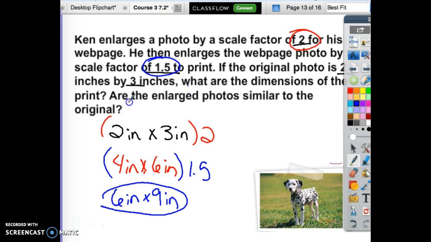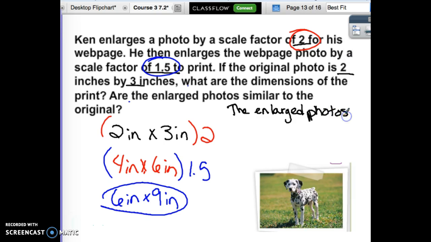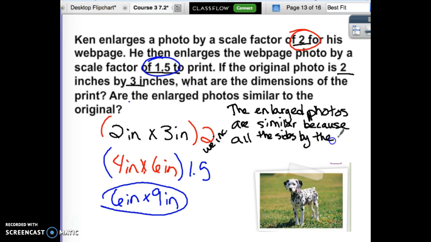And then it says, are the enlarged photos similar? Again, practicing our Hawks 5 non-negotiables. This is a word problem, so we're going to write in a complete sentence. So the enlarged photos are similar because we increased, hopefully yours looks nicer than mine, all the sides by the same scale factor.